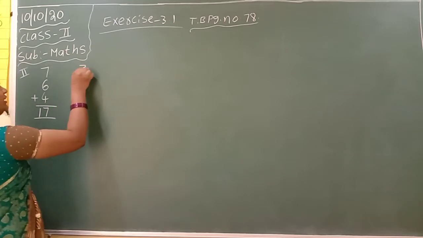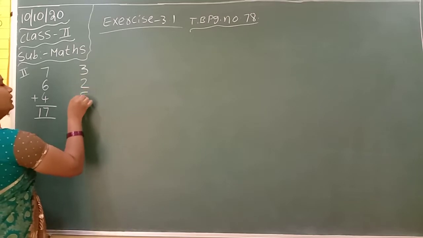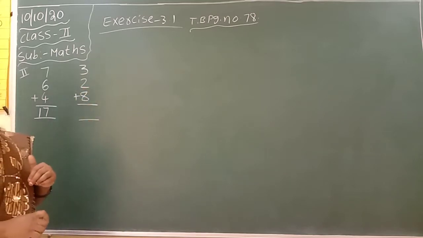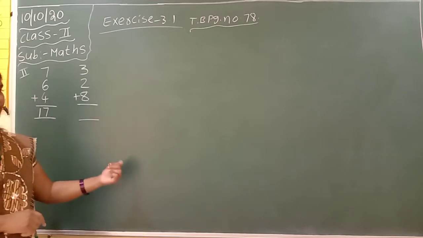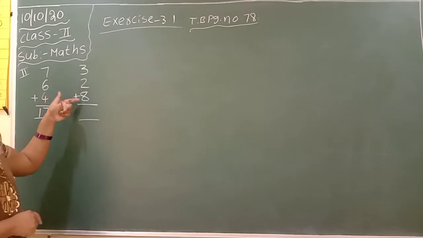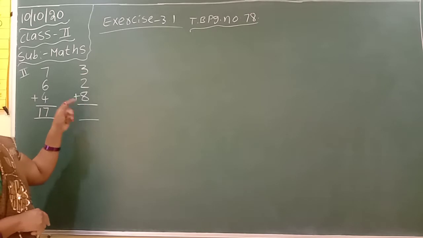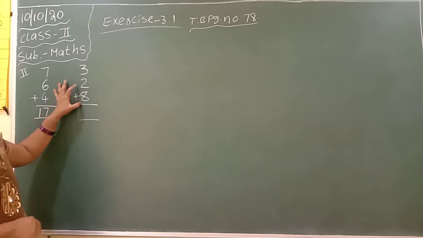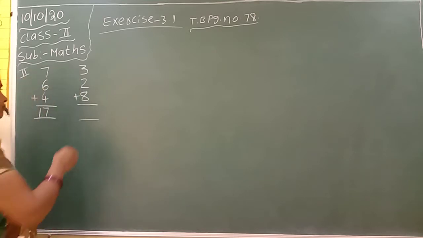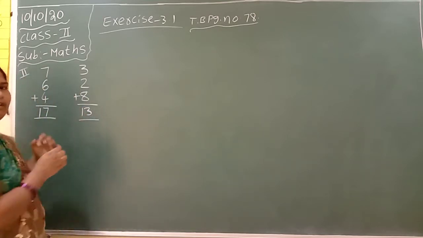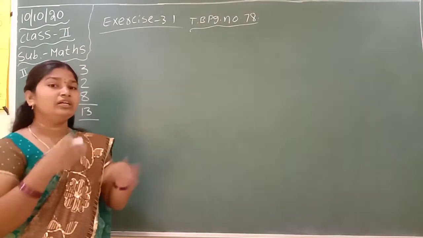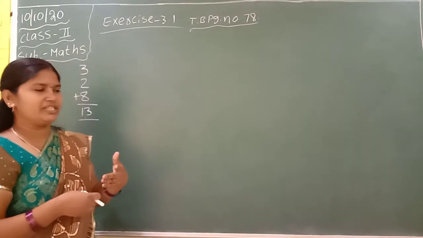That is 3, 2, 8. Here also check which numbers adding give 10. Here 2 and 8, 2 plus 8 is 10. Add these two numbers first. 2 plus 8 is 10, 10 plus 3 is 13. Like this. Here we are not drawing any lines. We are not counting on our fingers also. We are doing it logically.